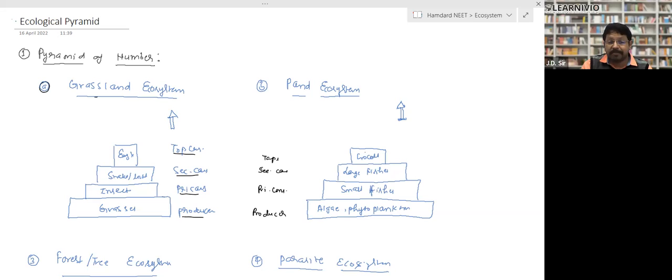It's easy to understand, but it's really difficult to remember when it comes to the examination. So you have to just have a glance two or three times whenever you get the time, right? So please note it down. The pond ecosystem. Second example.